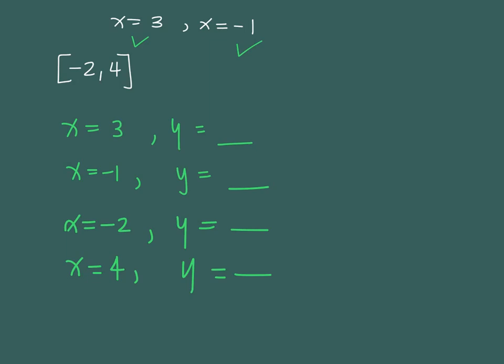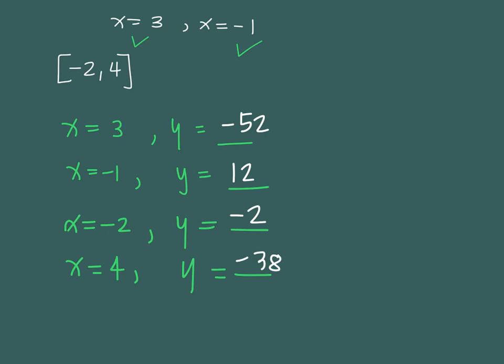Negative 52. When x is negative 1, 12. And then when x is negative 2, negative 2. And when x is 4, negative 38.